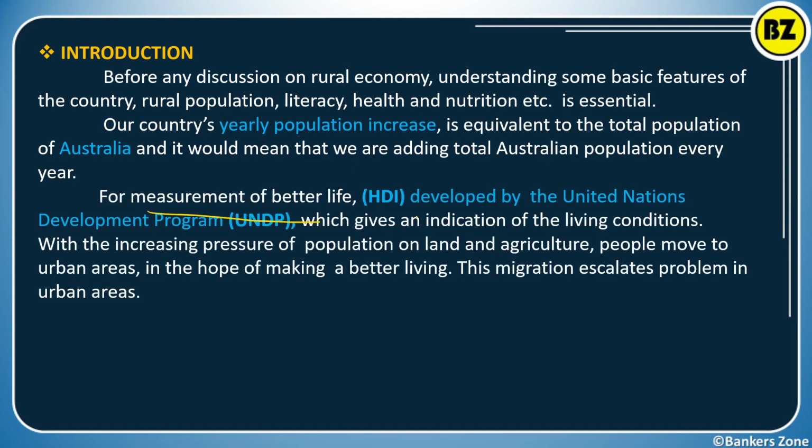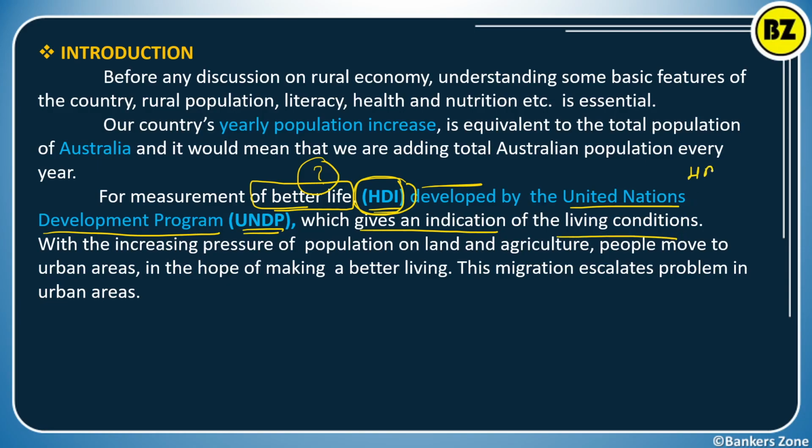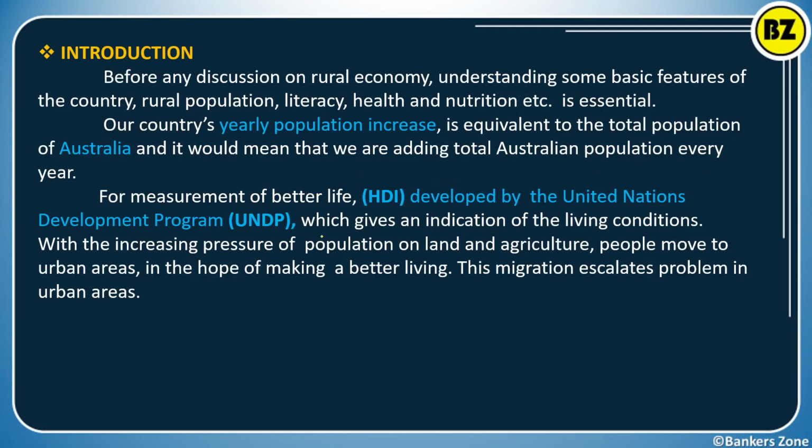Now see, for the measurement of a better life, the HDI was developed by the United Nations Development Program, UNDP. How can we measure the better life? For that purpose, how can the improvement in the life of humans be measured? For that purpose, there is one index called the Human Development Index, right? And it is developed by whom? Important, it is the United Nations Development Program. UNDP has developed the Human Development Index, which gives an indication of the living condition. So if the Human Development Index is more, that means that country is good, right? For example, developed countries like Australia, Britain, or Norway, where the Human Development Index is high. So in those countries living conditions will be better, right?